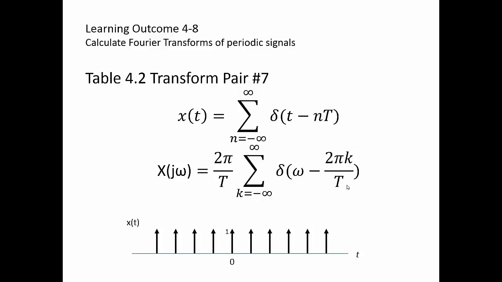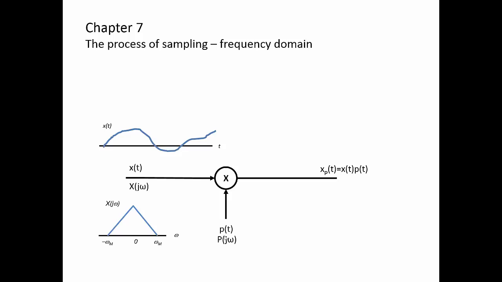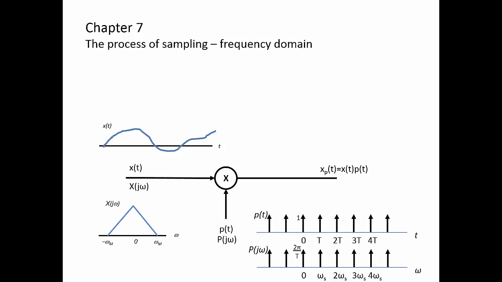So if we have our time signal with area 1 and spacing capital T, our frequency signal is now plotted versus omega and will have area 2 pi over T. So our time signal will look like this, and our frequency representation will look like this. Very similar. We use omega s as 2 pi over T for reasons we'll see later, but you should have a hint for why based on Chapter 3.